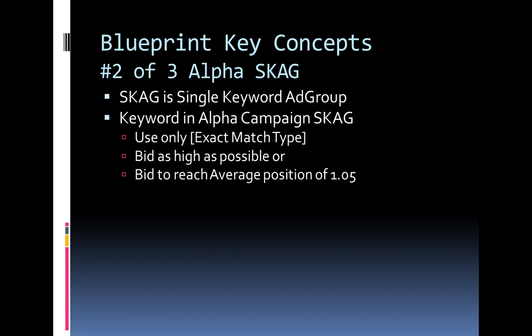Or, if it's too expensive, we bid to reach an average position of 1.05 when the SKAG is a new SKAG. This 1.05 is the average position of your keyword. It's one of the columns when you open up your Google AdWords and then open up the keywords tab. Of course, we want to get to 1.05, or the top position, given that the cost per lead is acceptable for you.